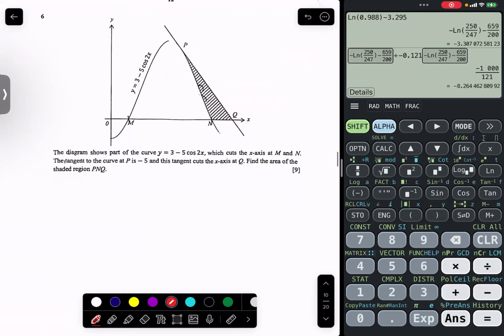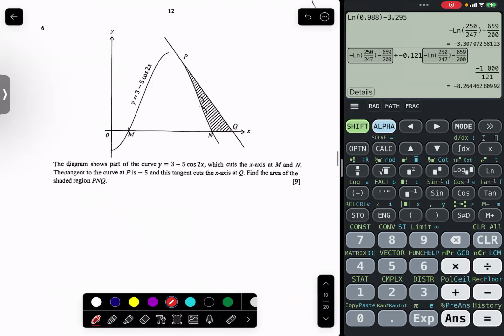Question 6. The diagram shows part of a curve y equals 3 minus 5 cos 2x, which cuts the x-axis at M and N. The tangent to the curve at P is -5. This tangent cuts the x-axis at Q. Find the area of the shaded region P and Q.